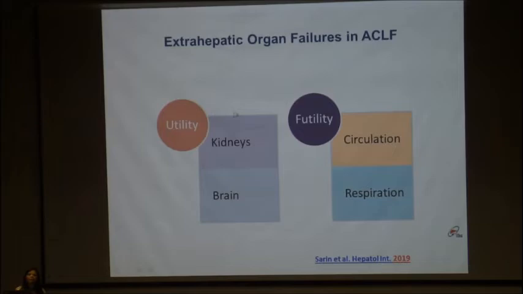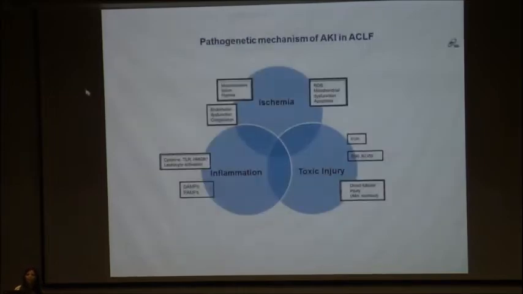But what the APASL gives us is that there are two organs of utility. The organs of utility here means the kidneys and brain; if we salvage them, these patients can still go on to a liver transplant. While there are certain organs like circulation and respiration, if these fail, they become the organs of futility. So our patient has mild organ dysfunctions, some circulatory dysfunction, respiratory dysfunction, and obviously he also had kidney failure according to the definition by the EASL-CLIF Consortium.